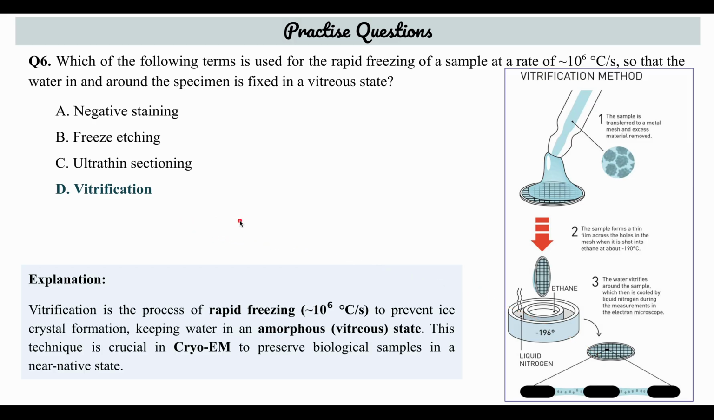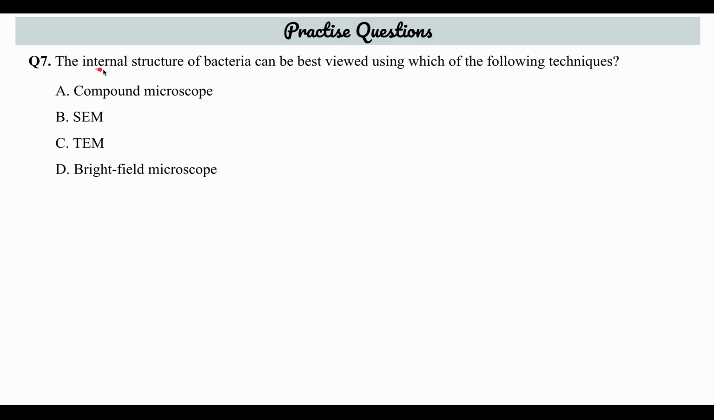Now let's move to our next question. The internal structure of bacteria can be best viewed using which of the following techniques? Option A, compound microscope, option B, SEM, option C, TEM, and option D, bright field microscope. So take some time and then we'll discuss the right answer.